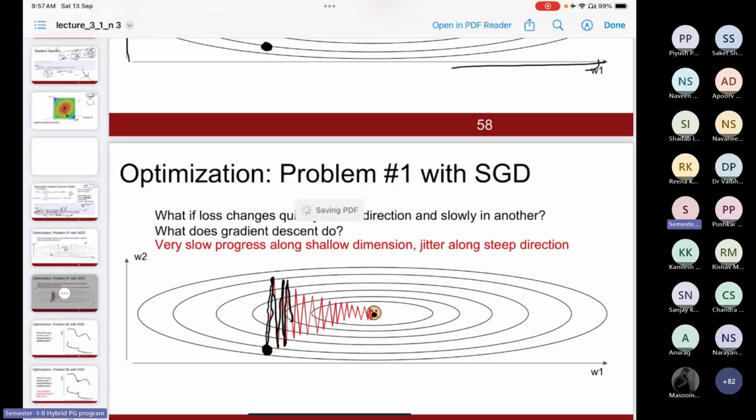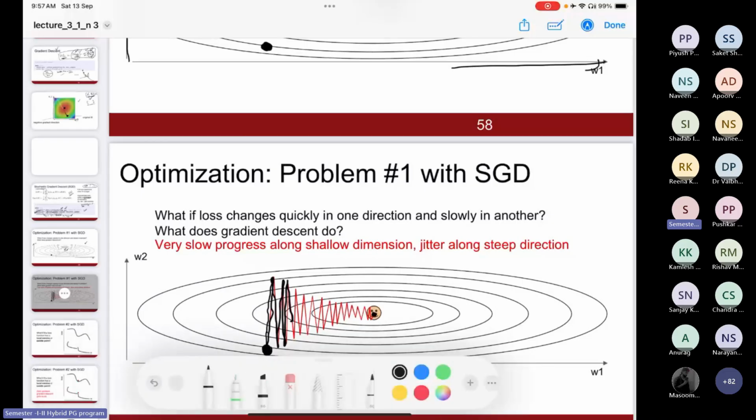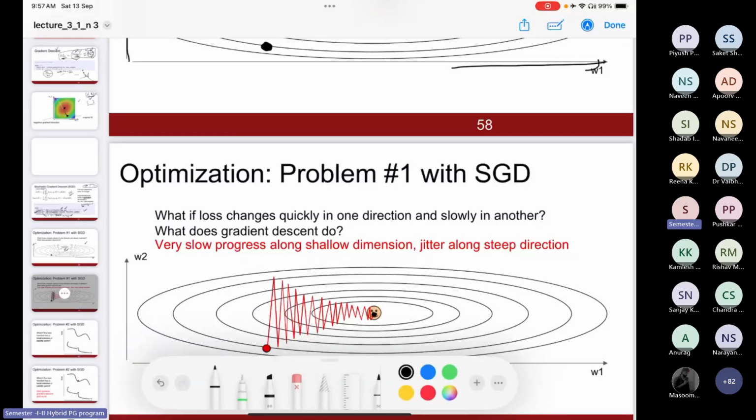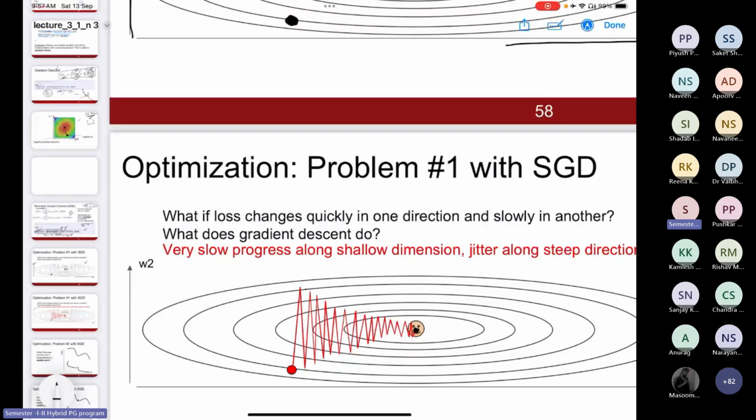But if I see the W1 direction, there is not much change. It's very, very slow. So in one direction it's going very fast, your W is changing very fast. But in another direction, your W is changing very slowly. And due to this, your convergence will be slow. That means reaching this point will be very, very slow.